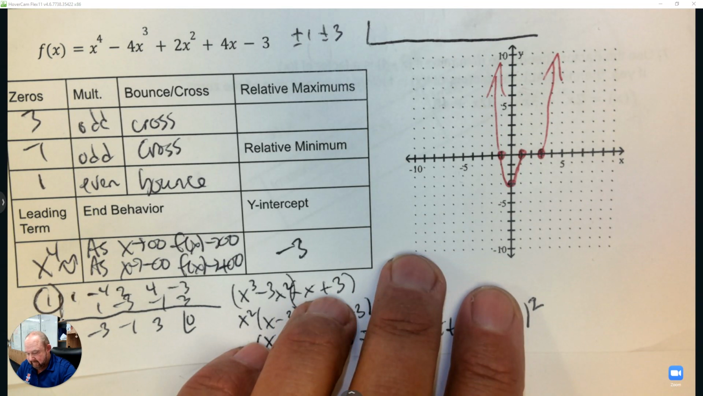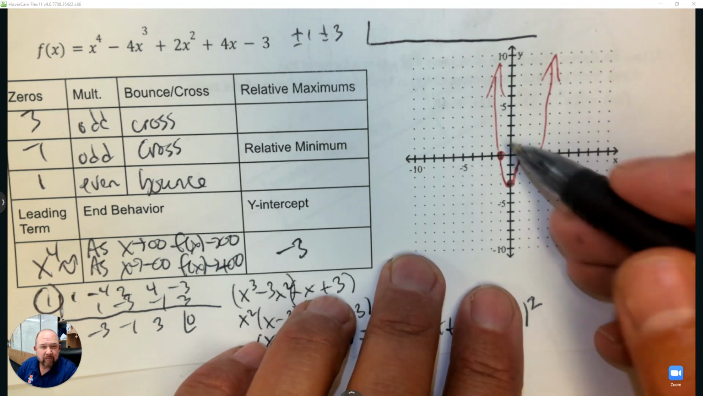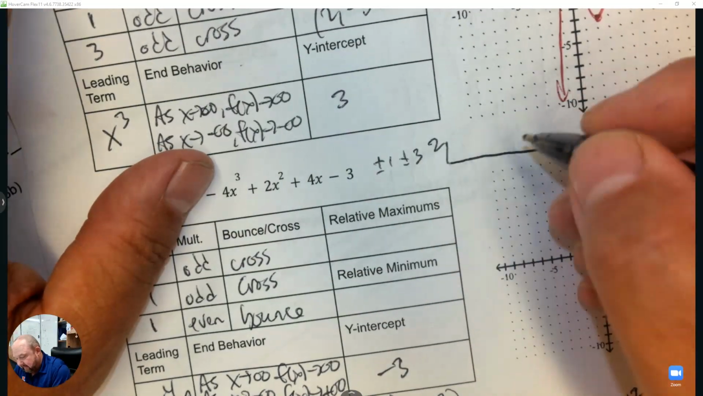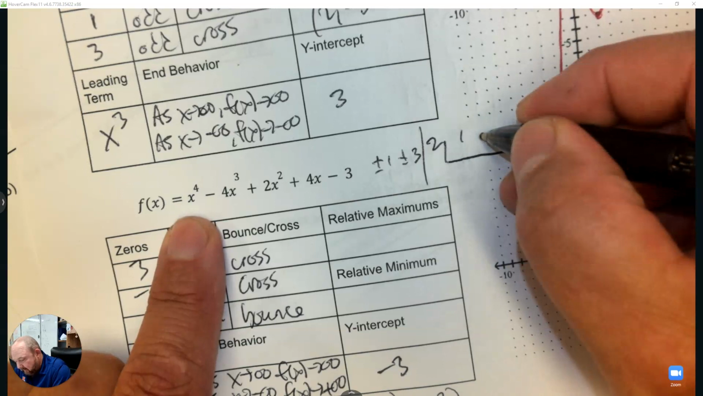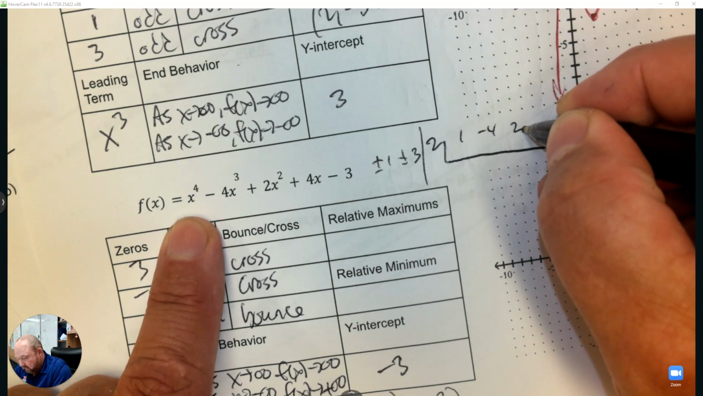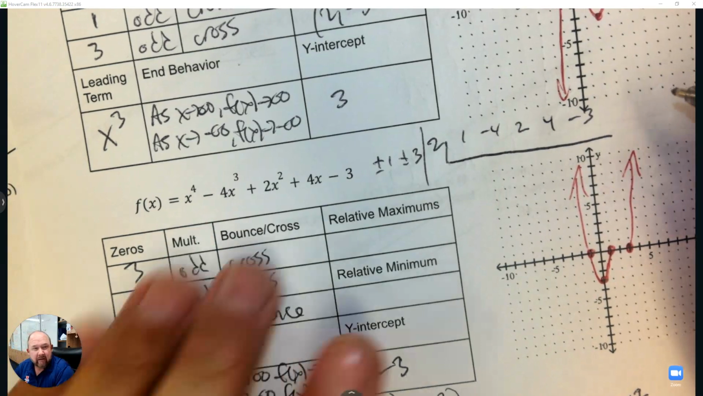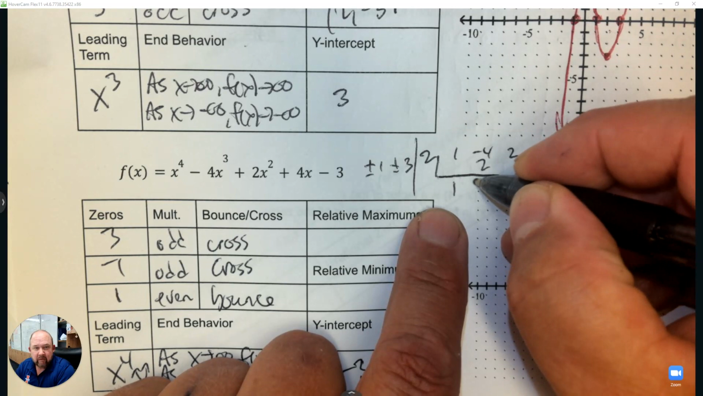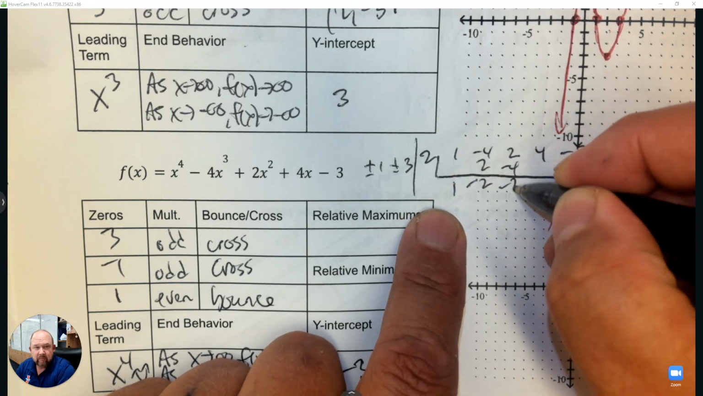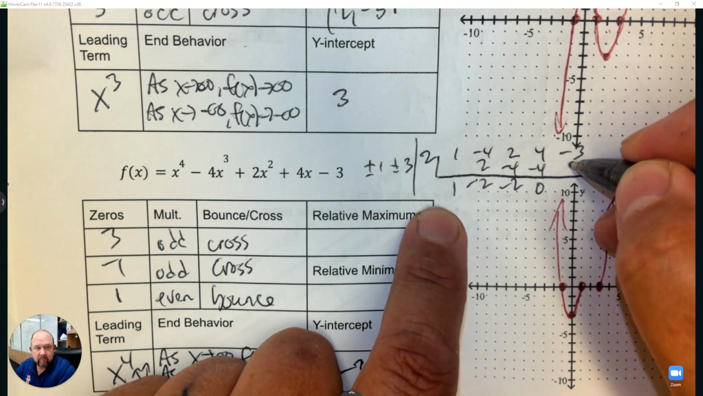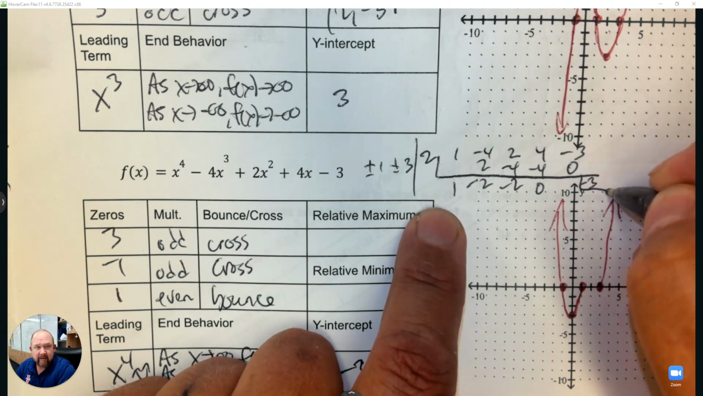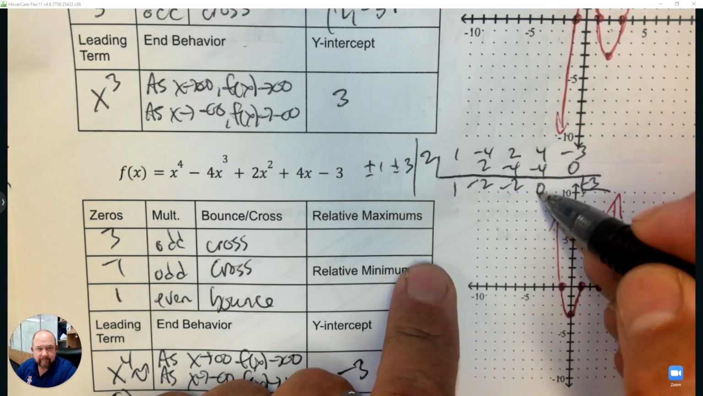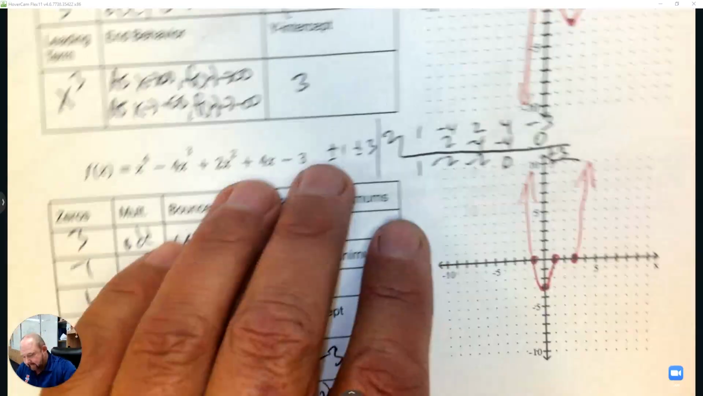Now I'm going to plug in. The one spot that's missing here is at 2. So I'm going to do up here. I already have that divide sign. So at 2, I'm going to plug into 1, negative 4, 2, 4, negative 3. So I'm going to use synthetic substitution here at 2. And I get negative 3. Let's just make sure I'm right. So I get negative 3. I think that's right.